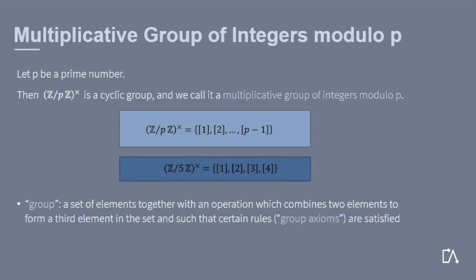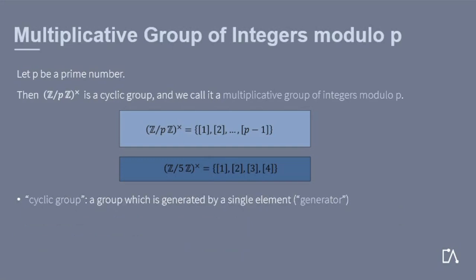A group is defined as a set of elements together with an operation which combines two elements from this set to form a third element within this set. This operation has to satisfy the so-called group axioms. In our context, the operation is multiplication, as the name already implies.